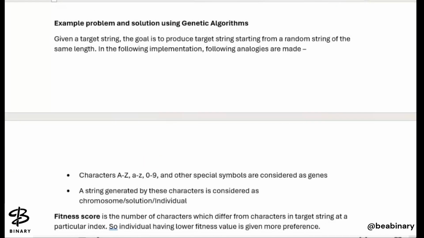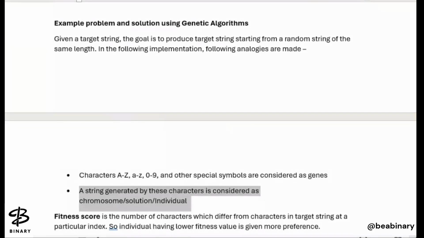Here is an example problem and solution using a genetic algorithm, given a target string. The goal is to produce a target string starting from a random string of the same length. In the following implementation, characters A to Z in capitals, a to z in small letters, 0 to 9, and other special symbols are considered as genes. A string generated by these characters is considered a chromosome, solution, or individual.